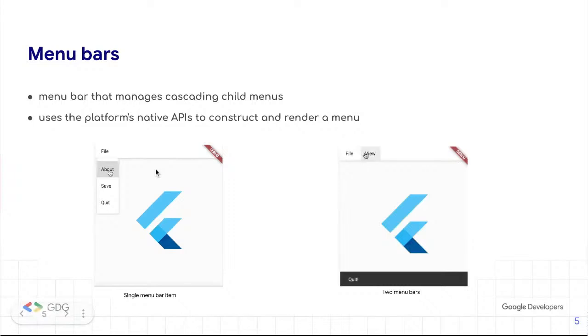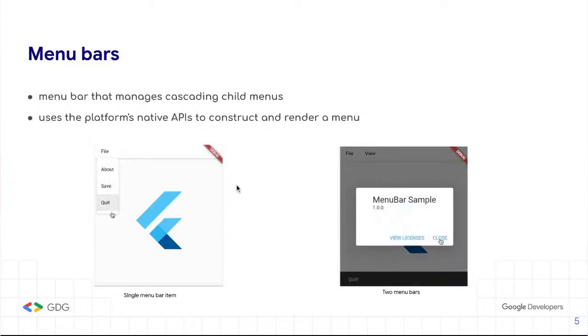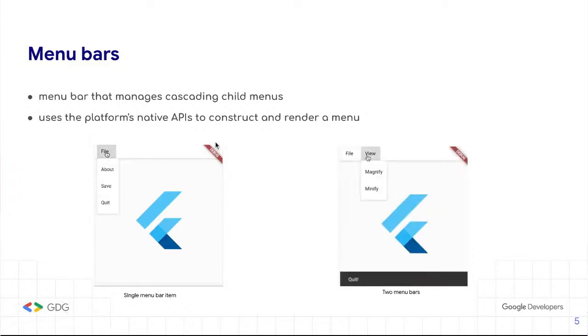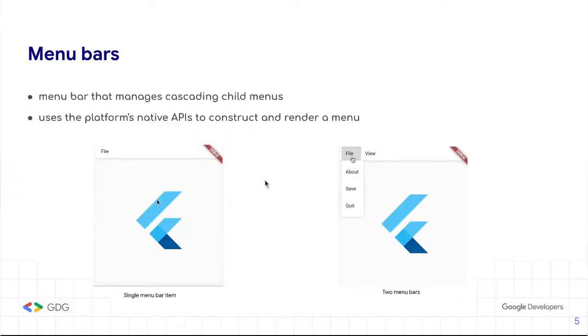Now this exact thing, we can have it in Flutter as well. When you click on one of the menu items, you will have a cascading list of child menus. And how does it work? It uses the platform's native APIs to construct this menu bar, which means it's going to be platform specific, the design mostly.